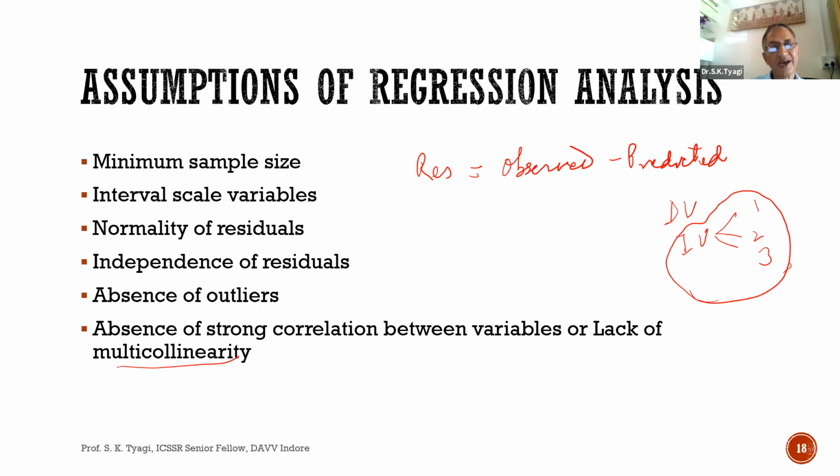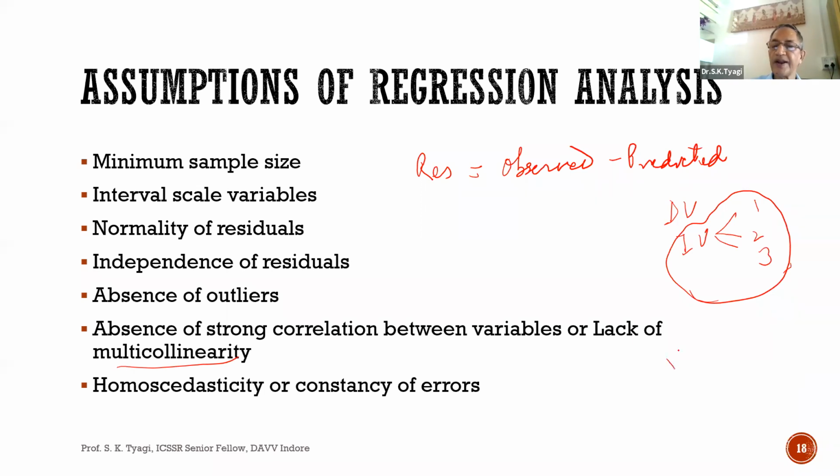Okay, and homoscedasticity or constancy of error. Homoscedasticity is like homogeneity of variance. The variance should be the same. Now let us take up each of these assumptions one by one.